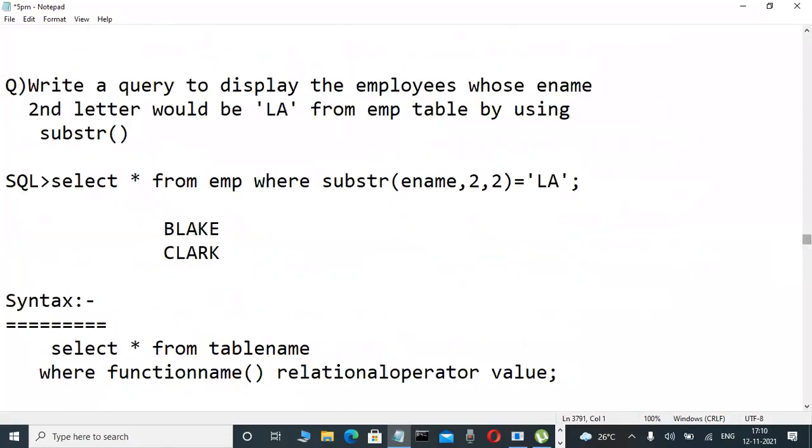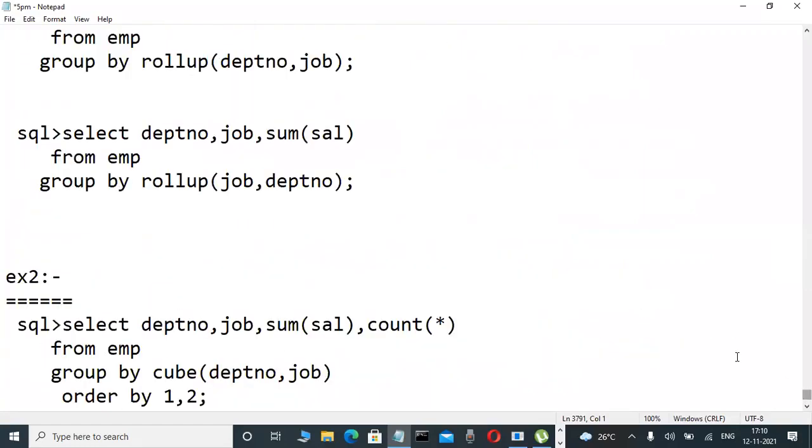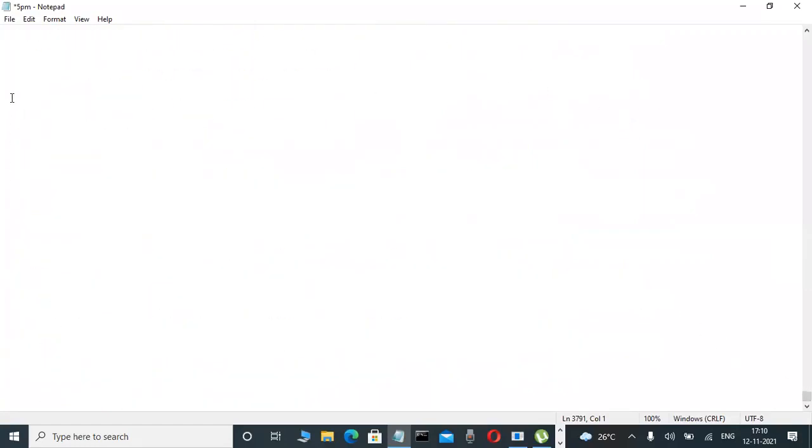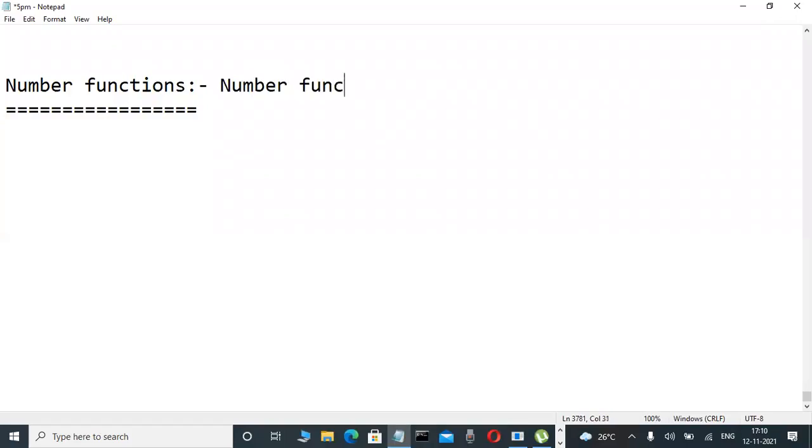Okay, so now we write it. Number functions, write it as a side heading. Number functions are very easy. These number functions operate over number data.